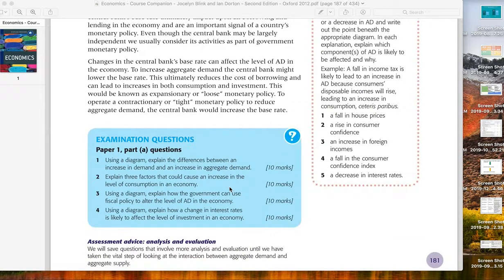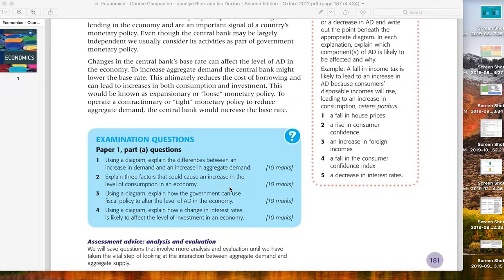Changes in the central bank's interest rate affect aggregate demand. How? To increase aggregate demand, the central bank might lower the base rate. This ultimately reduces the cost of borrowing, and it leads to more consumption and investment. So we call this expansionary or loose monetary policy. When you lower interest rates, it creates more spending from consumers and more investment from companies. So demand is increased. That's called loose monetary policy, where you're trying to expand and make it easier and more flexible to borrow.